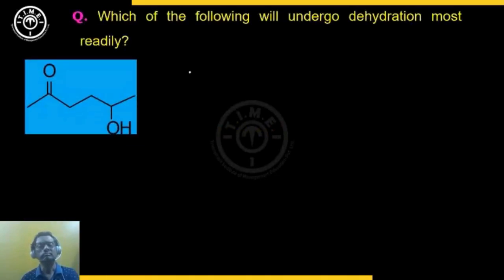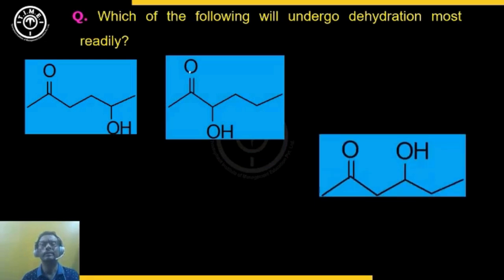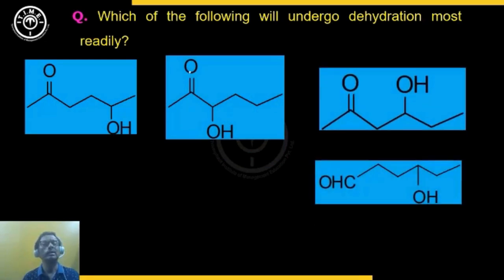Now, there are 4 compounds given. We have to find out which will undergo dehydration most readily. Now you know that in aldol, you have to take the hint from aldol. Aldol will dehydrate easily upon heating or upon treatment with acid, that we have seen. So what is aldol? Beta hydroxy aldehyde or ketone. Now let us check.